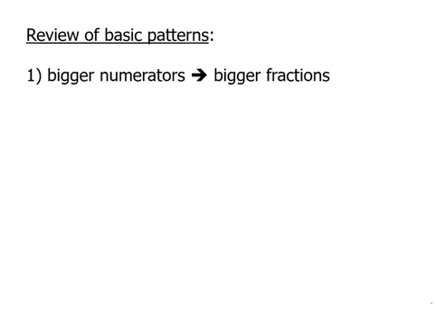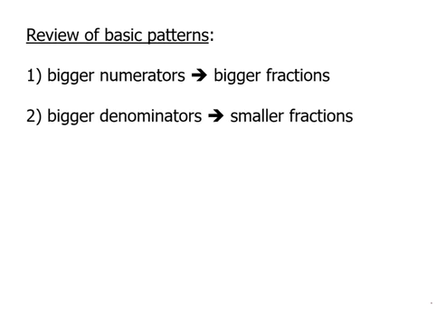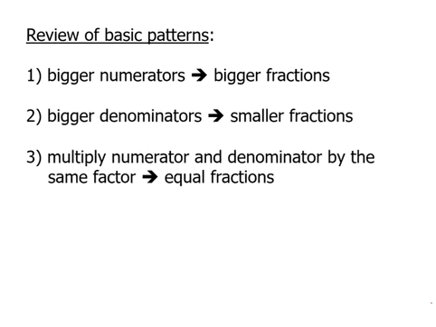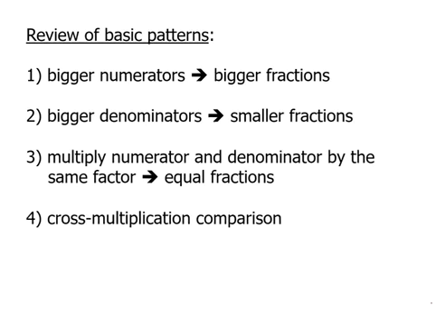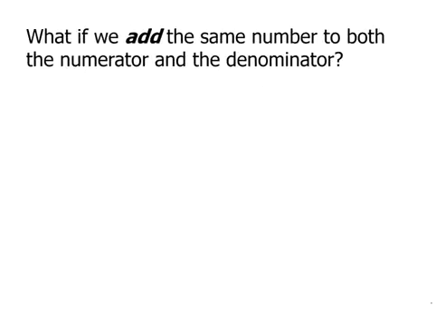So first of all, let's just review the basic patterns, the stuff that everyone should know. Make the numerators bigger, you get bigger fractions. Make the denominators bigger, you get smaller fractions. Multiply the numerator and denominator by the same factor, you get equal fractions. And then, of course, you can compare numbers with cross multiplication. So those are the basic ideas.